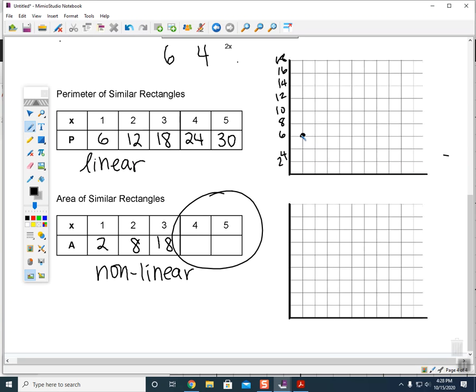So graph that one. Do the same thing with the second one. So this is going to make a straight line, right? It's linear. It's going to make a line. My second one, the area is non-linear, so it's obviously not going to make a line. It should be a curve of some sort. So go ahead and finish this table and do your graphs.